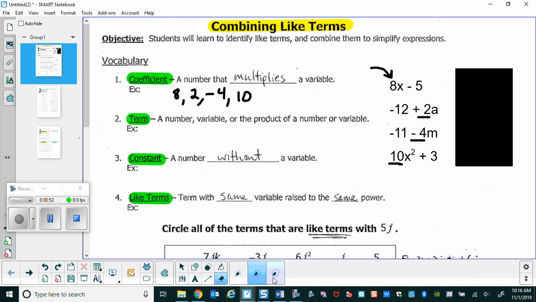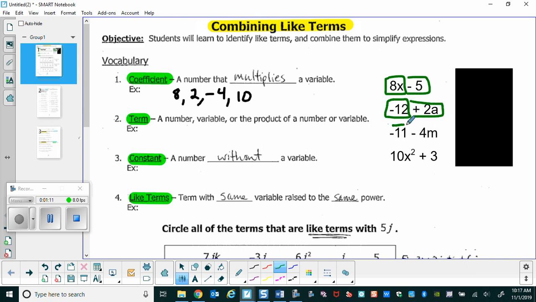Okay? All right, now for terms, let's make sure you guys are okay with what a term is. So in the first example, I'm going to box our two terms. We have a positive 8x and we have a negative 5. So these are our two terms. In the next example, we have a negative 12 as a term and we have a positive 2a. We have a negative 11 as a term and a negative 4m as another term. And in our last example, we have a 10x squared and a positive 3.